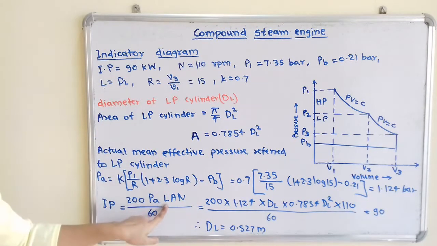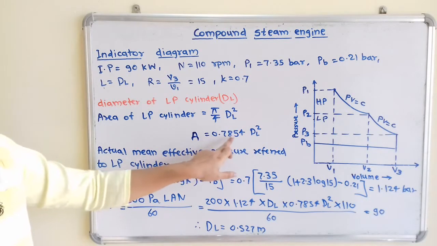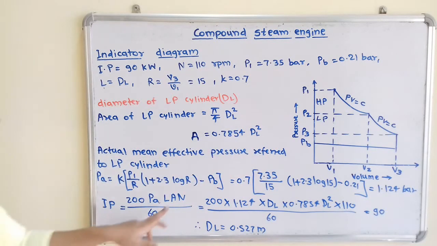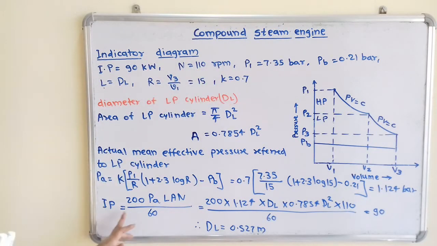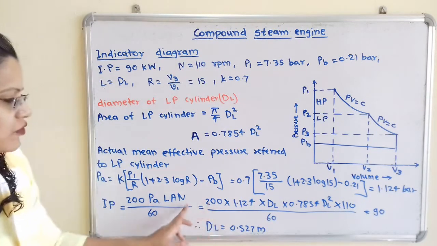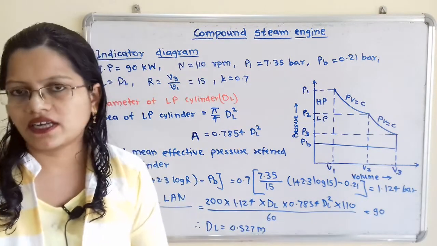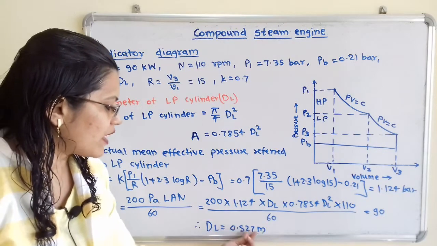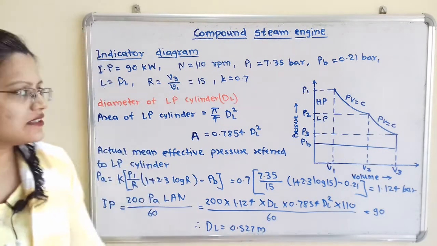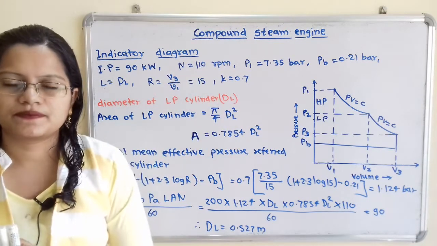So we will put here DL. Then A. So area of low pressure cylinder, here is the answer 0.7854 DL square. Then N. So N speed is given 110 divided by 60. Now if we observe this, only one unknown term is there, that is DL. So we can calculate this. DL is equal to 0.527 meter, and this is the diameter of the low pressure cylinder.